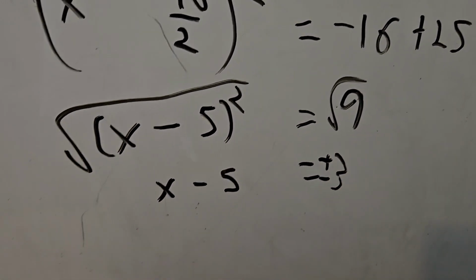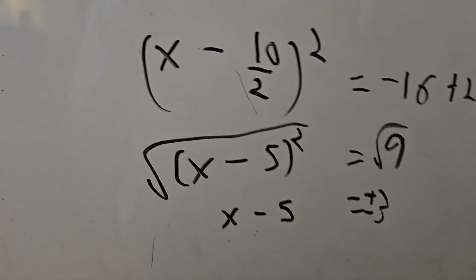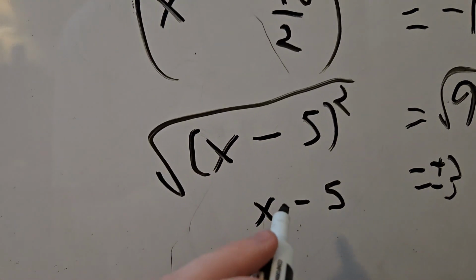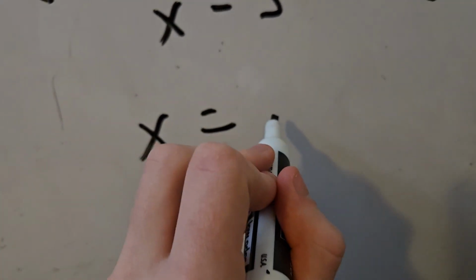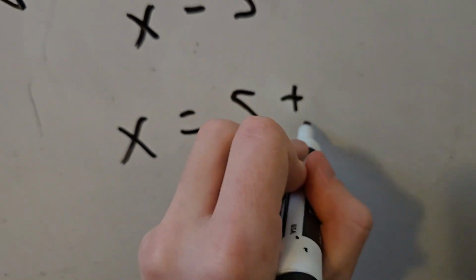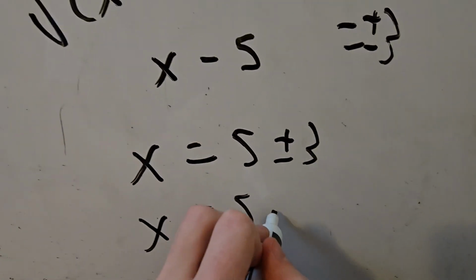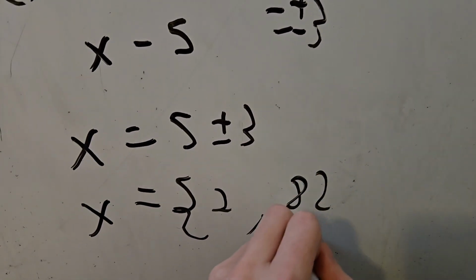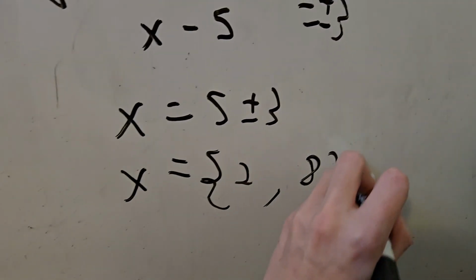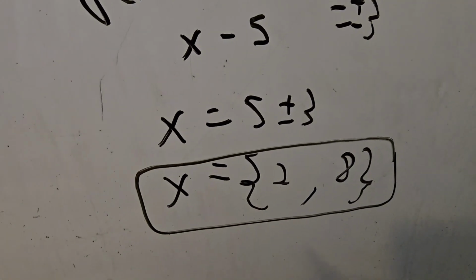This is going to be plus or minus 3, because we have to take the square root and include both solutions. So then we add 5. So x, the solutions are going to be 5 plus or minus 3. So 5 minus 3 is 2. 5 plus 3 is 8. So x is going to be 2 and 8.